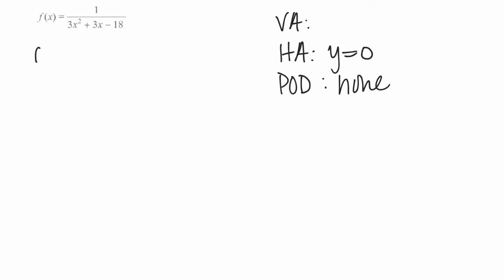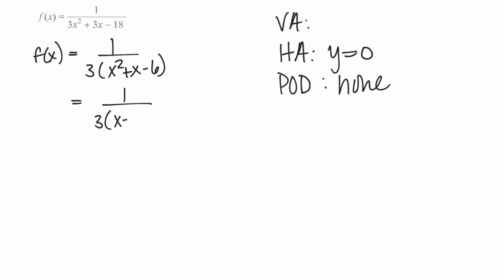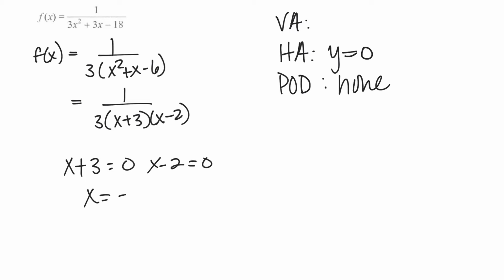So let's just figure out what our vertical asymptotes are. So the first thing I need to do is factor out a GCF of 3. That'll just make my life a lot easier. So I have 1 over 3 times x plus 3, x minus 2. To find my VA, I set those two factors equal to 0. So I have x plus 3 is 0, x minus 2 is 0, so I have vertical asymptotes at -3 and +2.